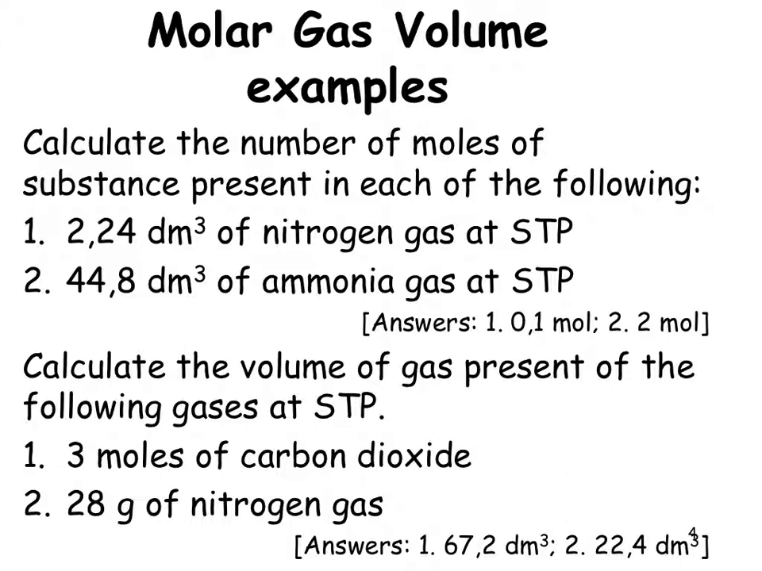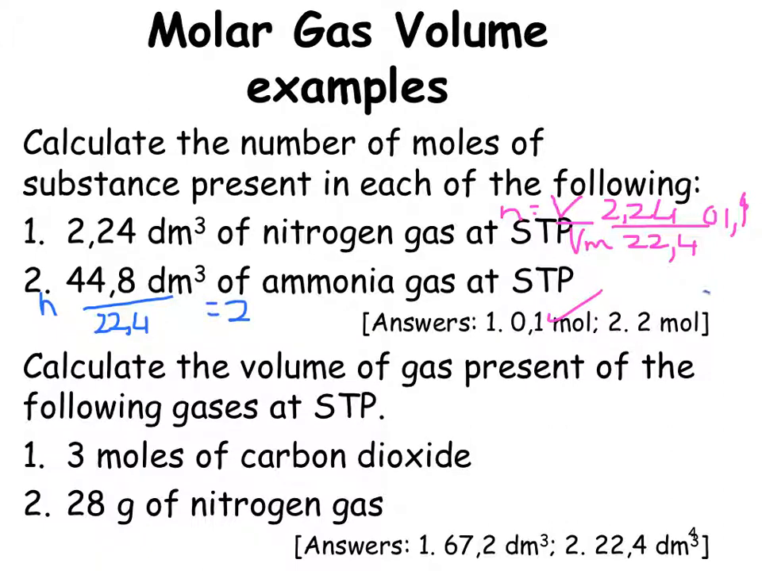So, if you've got 2,24, number of moles is volume over molar volume. And therefore, I divide that by 22,4, and I land up with 0,1 moles. And then, if I take a look at the next one, 44,8, I'm going to say number of moles is volume over molar volume, and I land up with 2 moles of that ammonia gas. So it really doesn't matter what gas it is. If you're given the volume and you're at STP, it should again here say at STP, and you're given the volume at STP, you can always work out the number of moles.